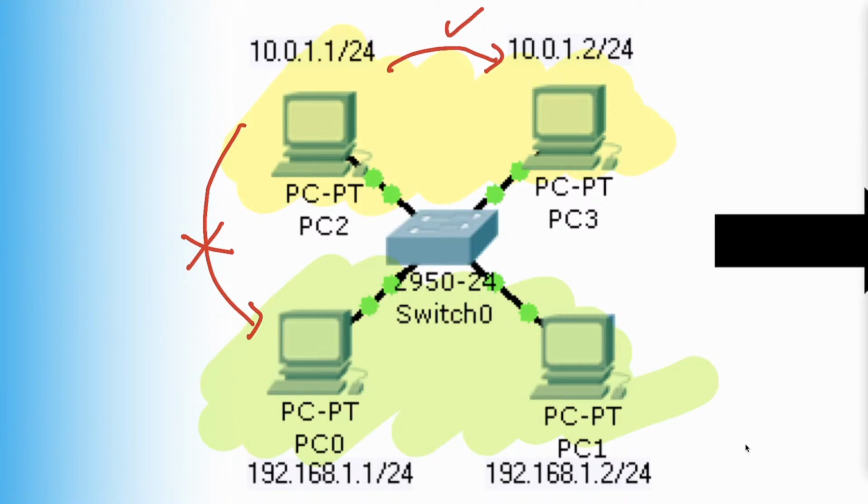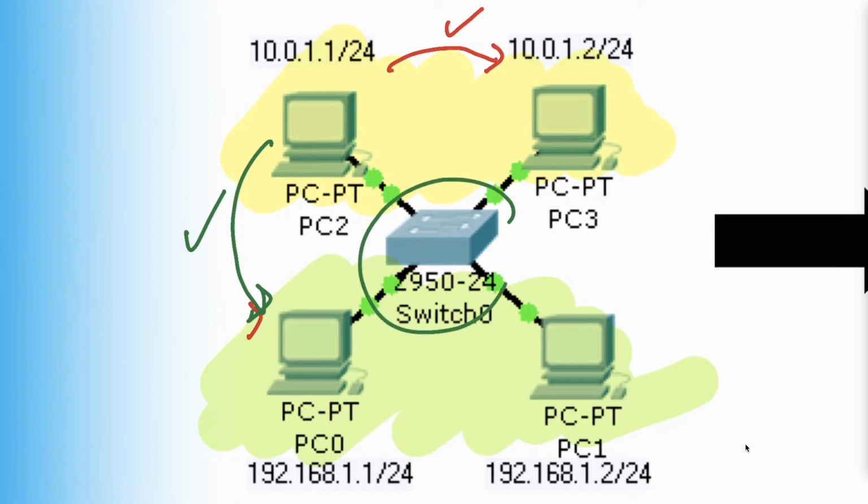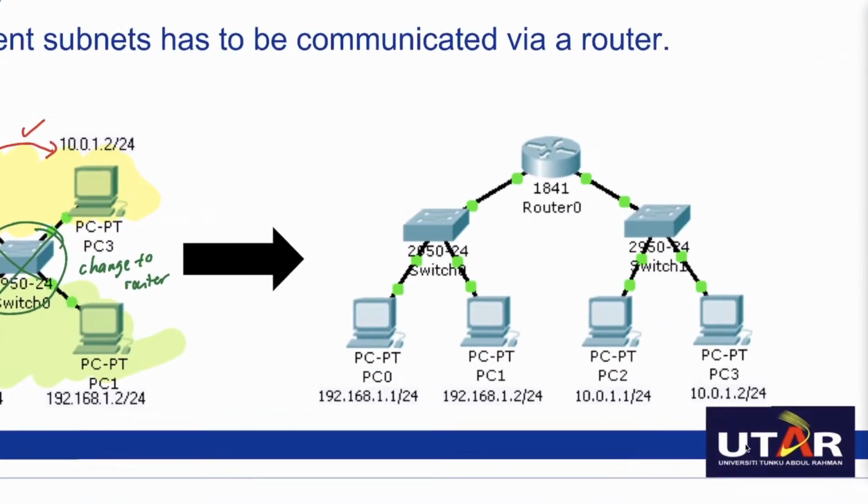Okay, now this one here is a switch. If you want two different networks to talk, meaning that you want this one to be able to talk, then you need to use a router. This one here, change to a router. This is how you fix the problem. If you change the switch to a router, then automatically the router will be able to forward the packet from one LAN to the other LAN. So this is how it looks like.